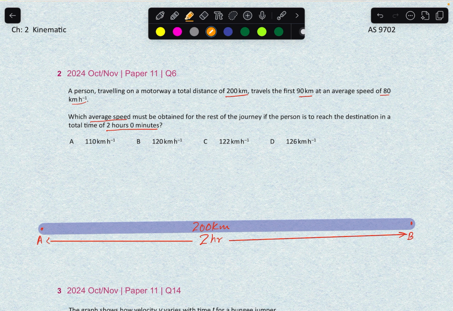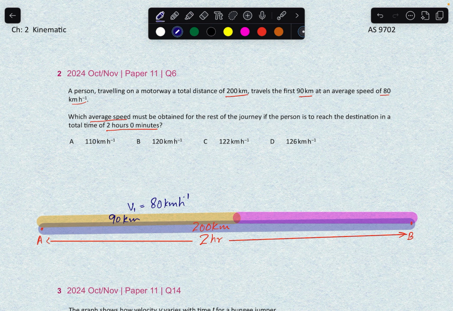So first 90 kilometer, let's suppose this is the first 90 kilometers. So let's imagine this is 90 kilometer, and the speed here, let's call it v1, that is 80 kilometer per hour. Okay, what we have to find is the speed, average speed basically, for the rest of the journey. So let's call it v2, that we have to find.